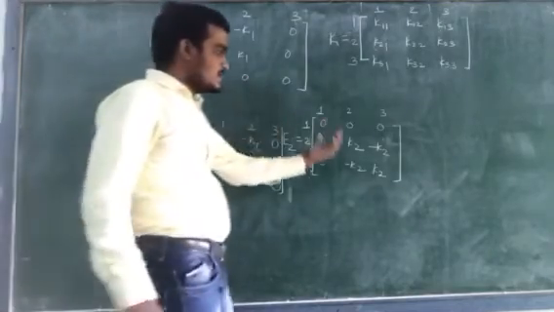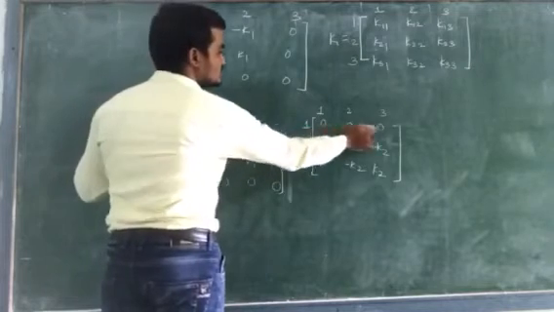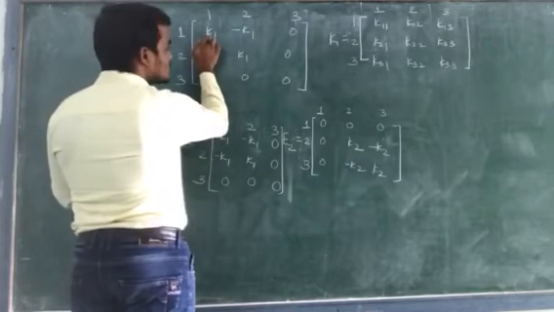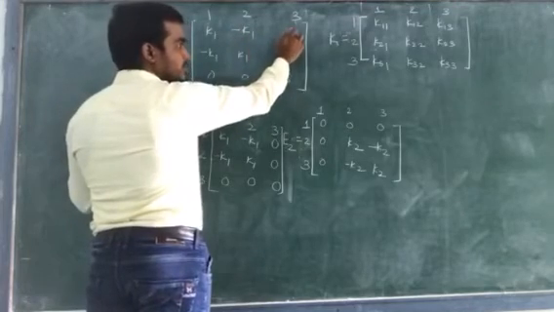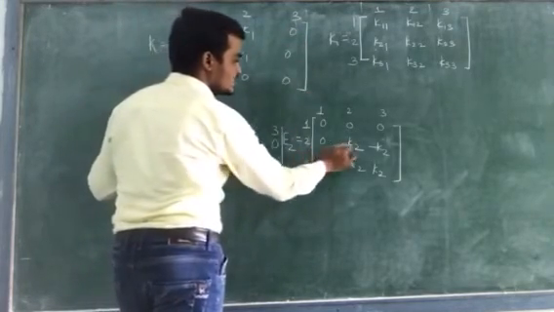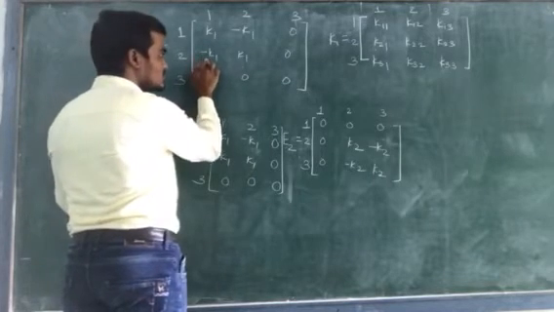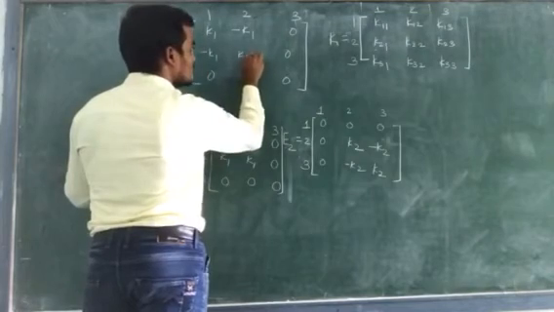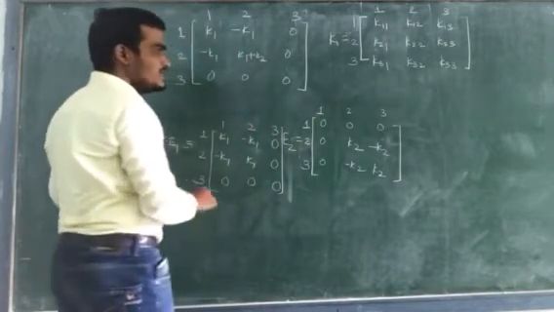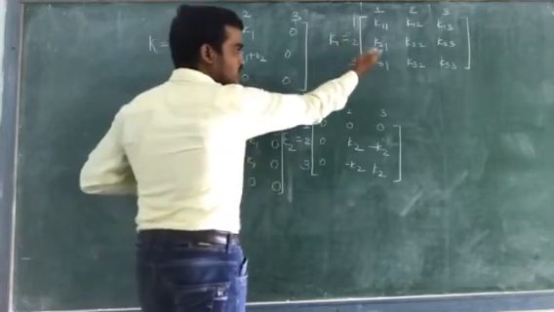Similarly, map this E2 in this form. So first one is 0, 0, 0. So 0 plus K1 it will become K1. 0 minus K1 it will become minus K1. 0 plus 0 it will become 0. Now second, 0, K2, minus K2. 0 minus K1 it will become minus K1. Now K1 plus K2. Here it will become K1 plus K2. Or simply you can add these two matrices to get your global stiffness matrix.